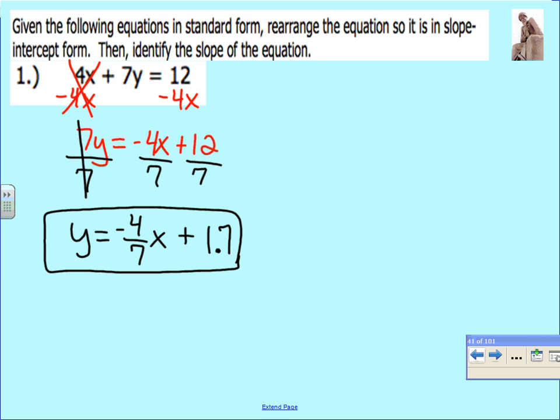Okay, there's slope-intercept form. So we've converted it. So now what we need to do is identify the slope of the equation. Slope is always represented by m, and slope is always the number in front of x. So in this case, here's our slope. We're not going to write a scenario for this one, so I just want you to write down that the slope is negative 4/7.